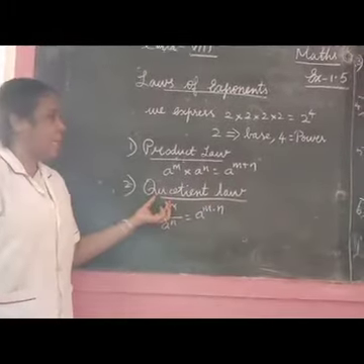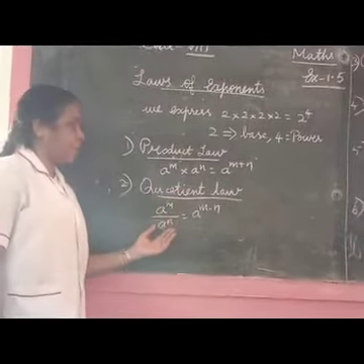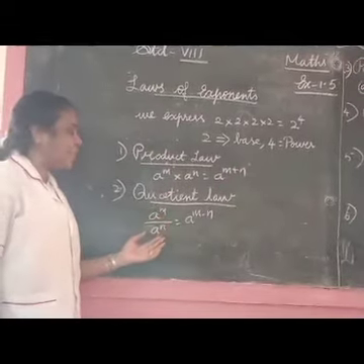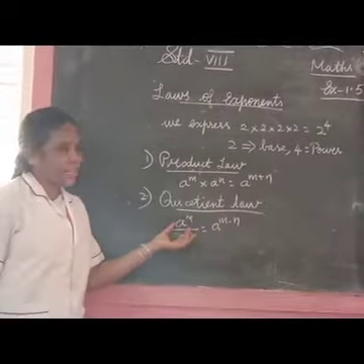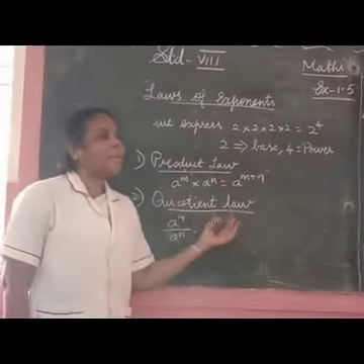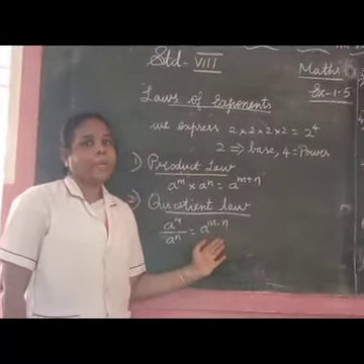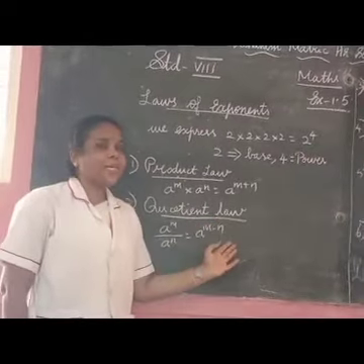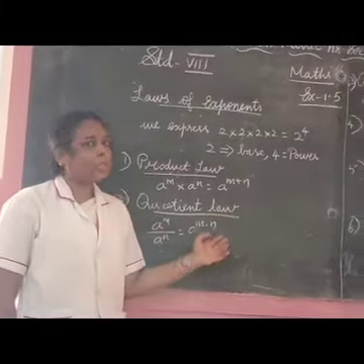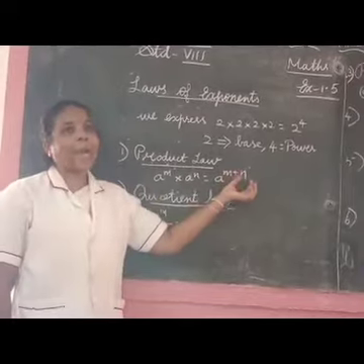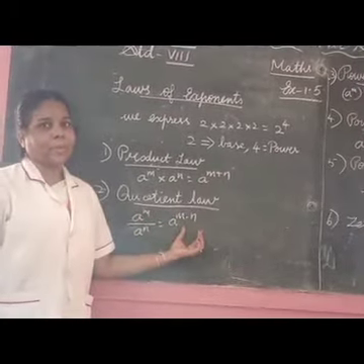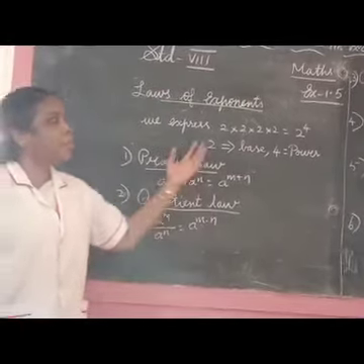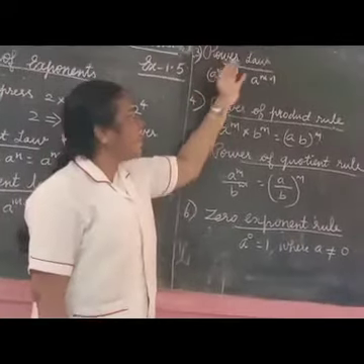Then quotient law. Quotient means what? Division. So a power m divided by a power n. If it is in the division, you have to subtract the powers. So a power m minus n. Have you understood? Multiplication means you have to add the powers. Division means you have to subtract the powers. Okay, then we will move to the next power law.